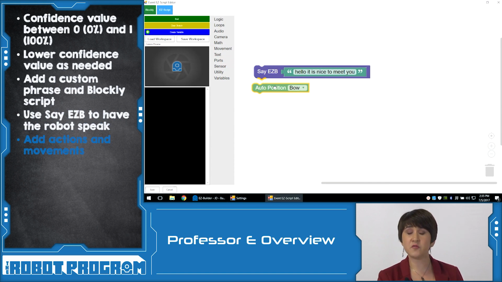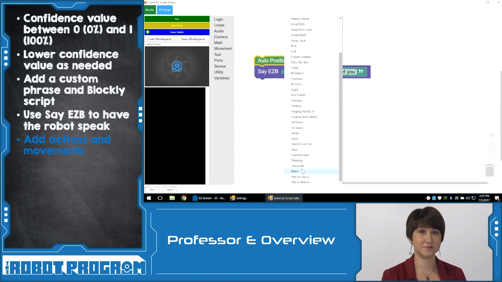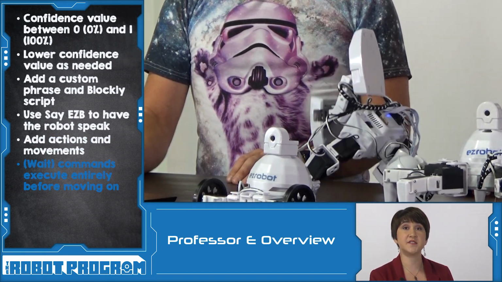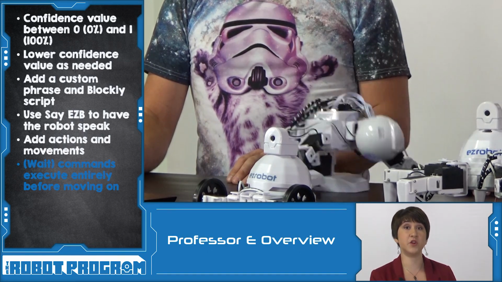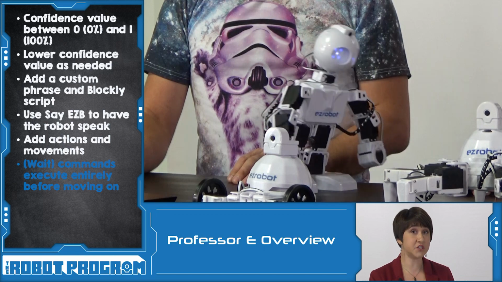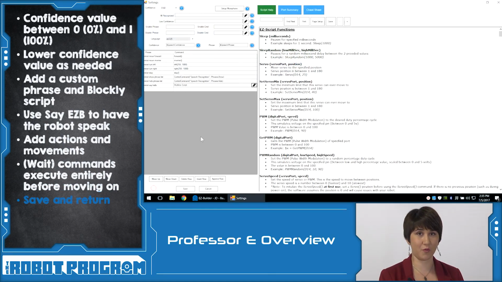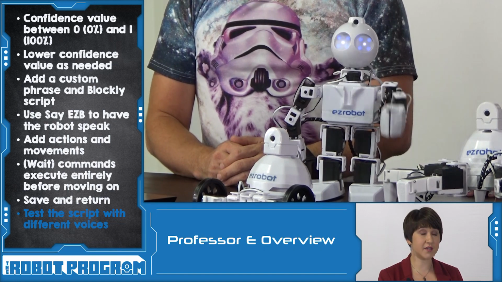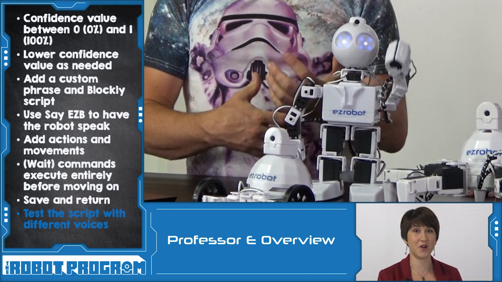You can also add movement, you can add actions, and you can make the script as creative as you want it to be. You can do auto position movements before your robot speaks, in which case it will execute the movement while it's speaking. Or you can use a wait command in which the robot will fully complete the auto position movement before it goes on to speaking. Save your script and return to the control window. You can now test the script by providing the trigger phrase to your robot. Your robot should be able to recognize the phrase no matter whose voice is speaking, so get a friend to try it and see if it still works.